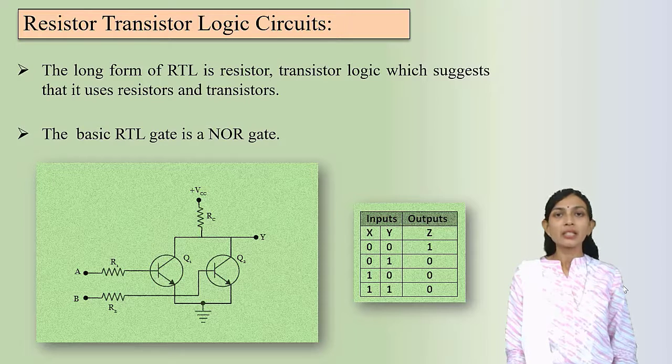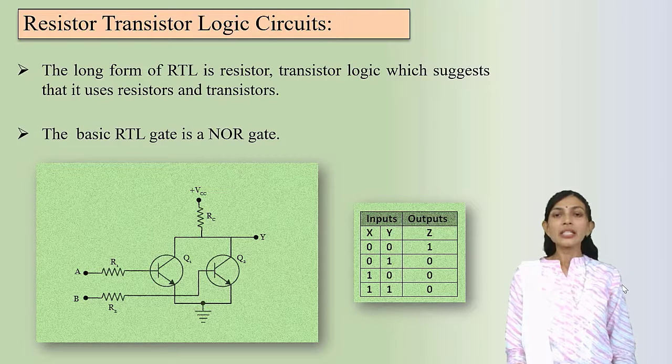Similarly, let us take the last example of RTL, that is 1 1. If both inputs are 1 1, that means A is equal to 1 and B is equal to 1, so both transistors will be on. Thus the VCC supply is used to turn on the transistors, so both transistors are on for 1 1 inputs, and therefore the Y output is equal to 0, because there is no VCC supply at the Y output, so it will be low, 0.